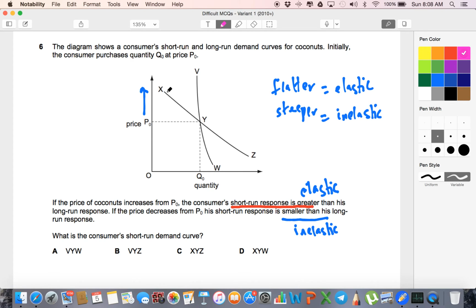So this is my short run response above P naught, and below P naught, what they're saying is that the short run response is inelastic, which means it's a steeper graph, which is this one. So in other words, what is our short run demand curve? Above P naught, it's going to be XY, below P naught, it's going to be YZ, so overall it's going to be XYZ. So for question number 6, D is the right answer.